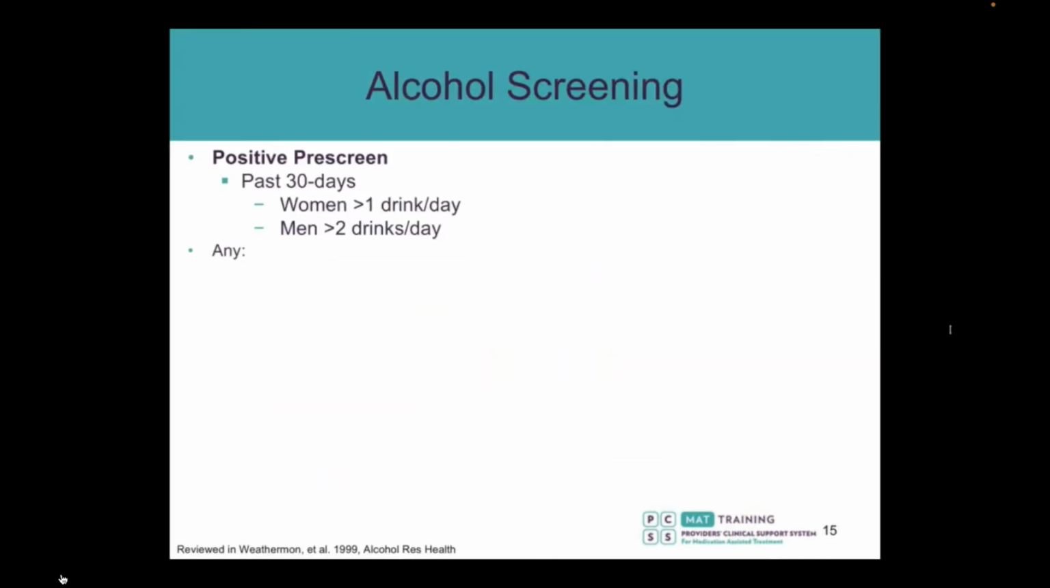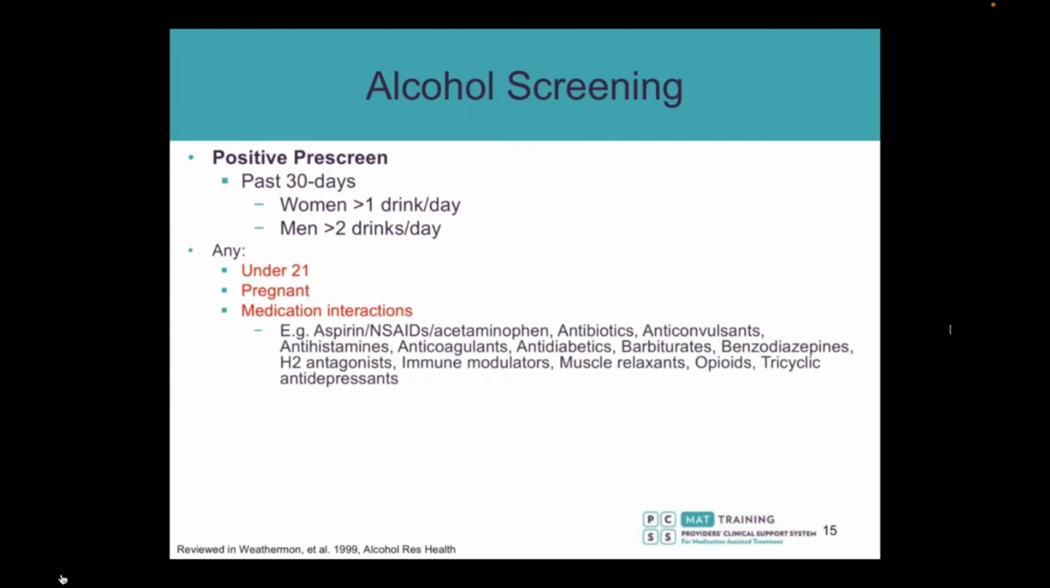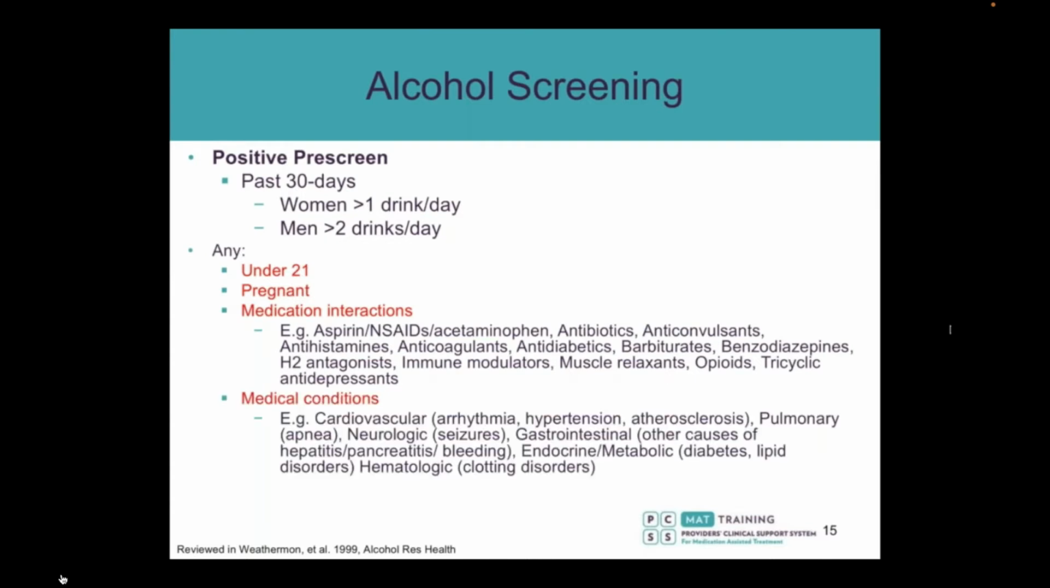So alcohol screening. This screening question addresses the past 30 days with a lower threshold for number of drinks or any alcohol use in these populations listed here. So patients under 21, patients who are pregnant, who may have medication interactions, and this is a list of medications that do interact with alcohol, not an exhaustive list. Medical conditions that may also be problematic if someone is drinking. And then dangerous situations like driving when drinking or operating machinery. And again, just to point out that this is a past 30-day screen, women drinking more than 1 drink per day or men more than 2 drinks per day. And again, the point being that you would need to ask more questions if that was a positive screen.